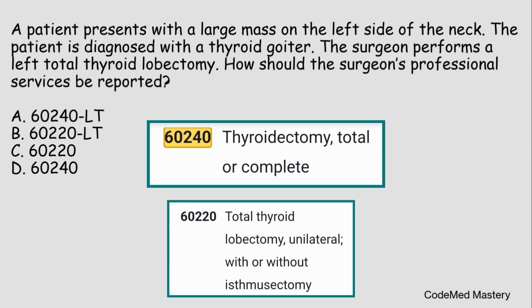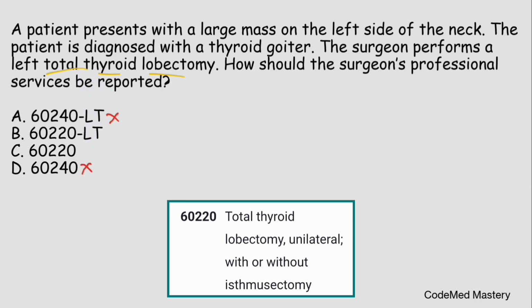60240 is for thyroidectomy, total or complete, and 60220 is for total thyroid lobectomy, unilateral, with or without isthmusectomy. In the question they have mentioned the surgeon performs a left total thyroid lobectomy. And the code 60220 is for total thyroid lobectomy, unilateral. Right, so we have to use the code 60220. We'll eliminate options A and D because that is for thyroidectomy. In the scenario they have mentioned thyroid lobectomy.